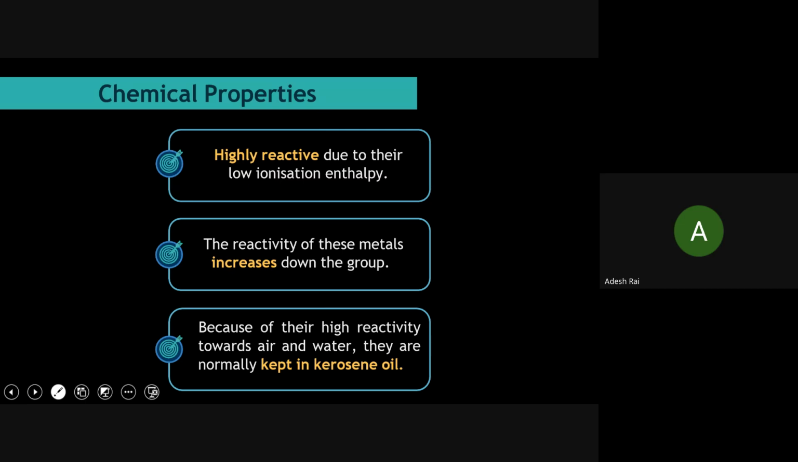Now, chemical properties of group one elements. They are highly reactive. All these group one elements are highly reactive. Why? Due to their low ionization enthalpy. The reactivity of these metals increases down the group, because down the group ionization enthalpy decreases further. It becomes lower, therefore reactivity will increase.